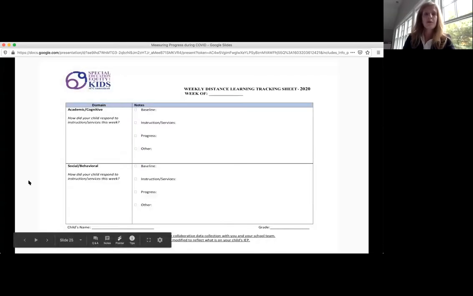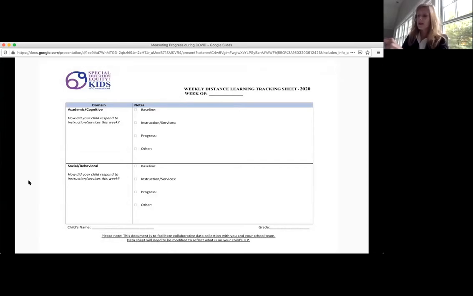You may prefer to track things weekly. I wanted to show you this slide. It is a document I downloaded, a weekly distance learning tracking sheet from a wonderful organization in Connecticut called Special Education Equity for Kids. I put this in here just to show you another modality for how you might want to be tracking some of these things at home.